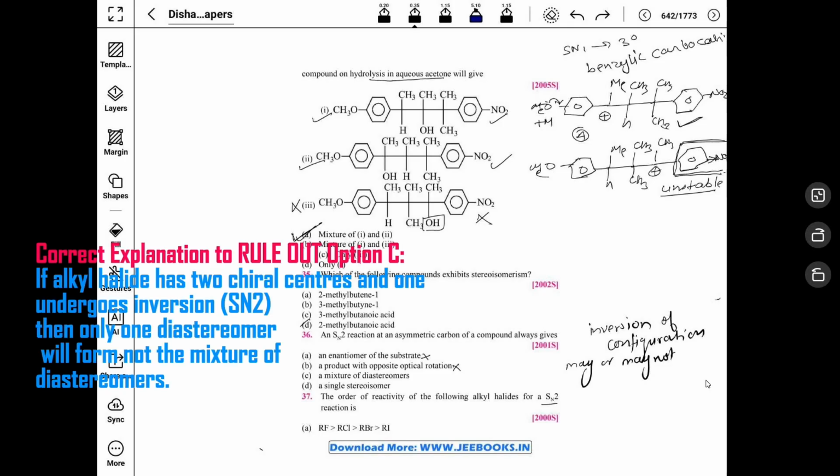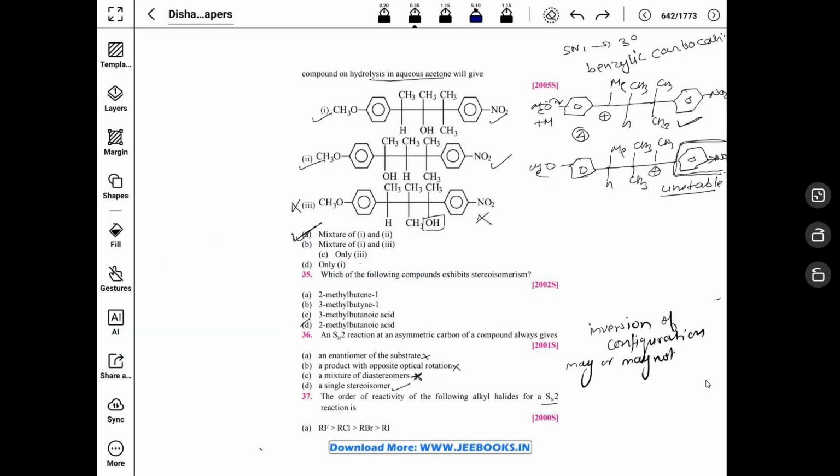A mixture of diastereomers. This mixture of diastereomers is possible when there is one more chiral center. So if there is only one chiral center, then you will get the enantiomers only. So this is also not possible. A single stereoisomer, yes, and that single stereoisomer is the inverted product, inverted configuration. So the correct answer is D.